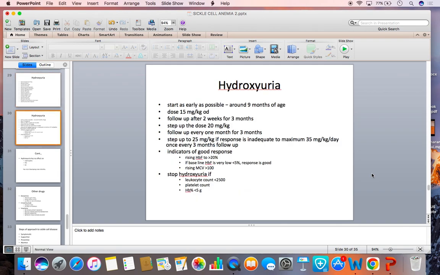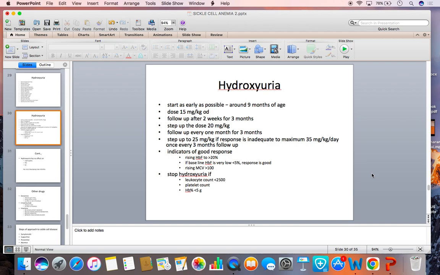Start as early as possible, around 9 months of age. Start with 15 milligrams per kg per day, followed by stepping up the dose to 20 milligrams per kg. Follow-up should be done every 2 weeks for 3 months. Then follow-up every 1 month for 3 months. Step up to 25 milligrams per kg if response is inadequate, to a maximum of 35 milligrams per kg per day. Once every 3 months, follow-up.